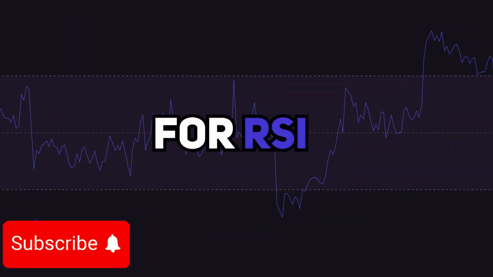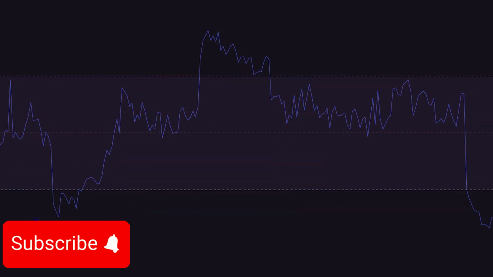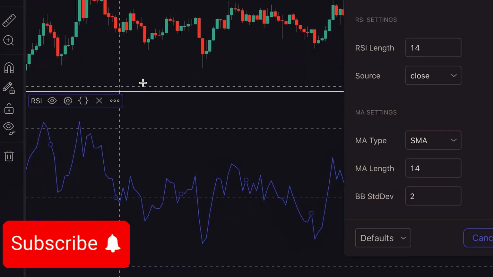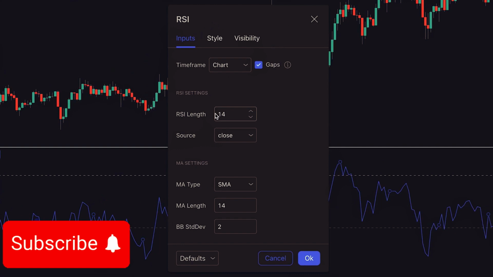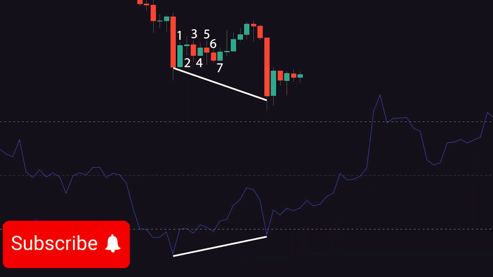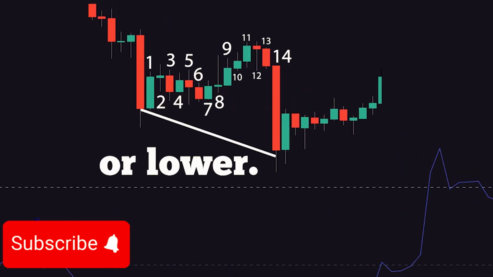And this next tip for RSI is something that I've never seen on YouTube before. And it actually involves the setting within the indicator. So if you've ever gone into the settings of the RSI, you've probably seen the number 14 here as the RSI length. Well, what this means is that we only want to consider divergences on the RSI if there are 14 candles or fewer apart from each other.